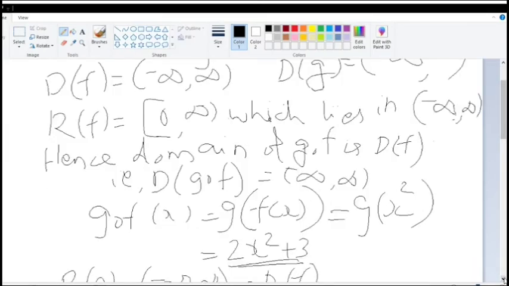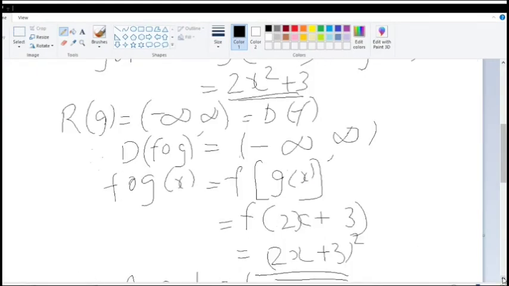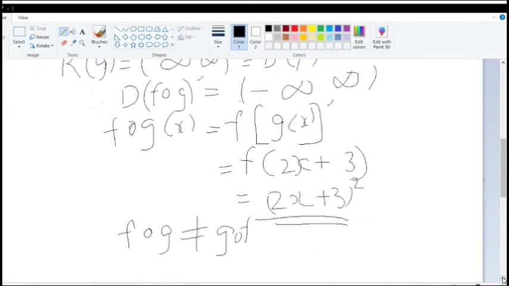Now g composite f of x equal to g of f of x, which is equal to g of x square. Since g of x is 2x plus 3, substituting x square for x, we get 2x square plus 3. Now range of g is minus infinity to infinity, which is equal to domain of f. Therefore domain of f composite g is minus infinity to infinity.